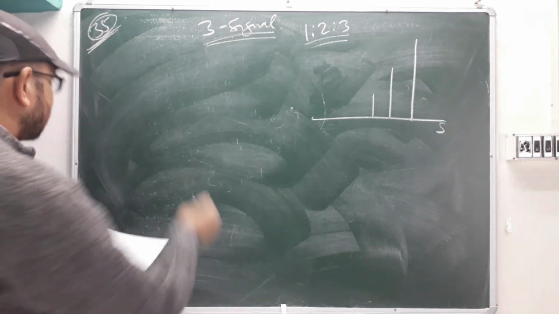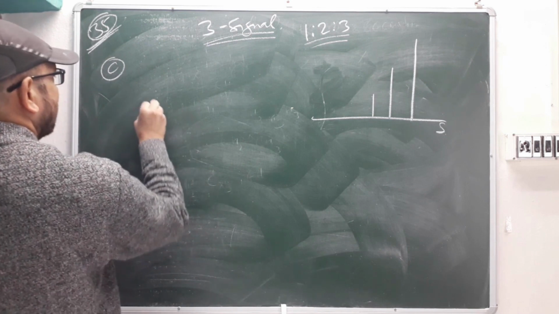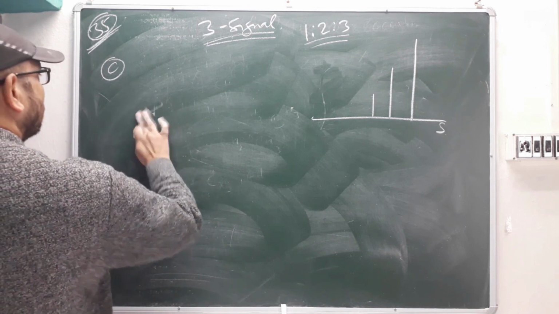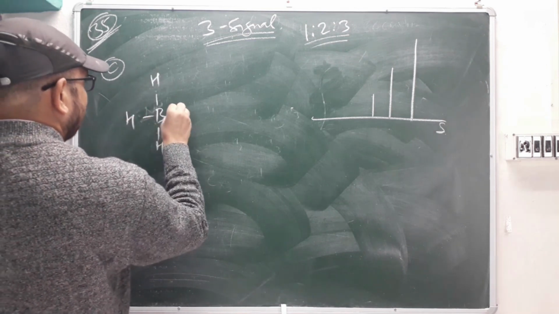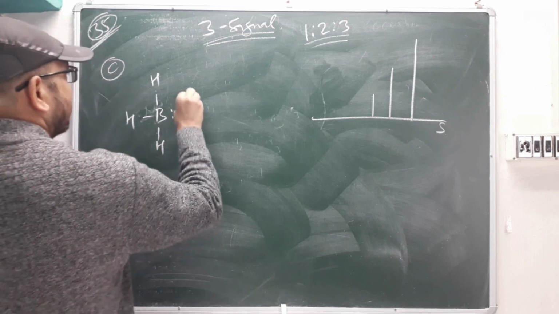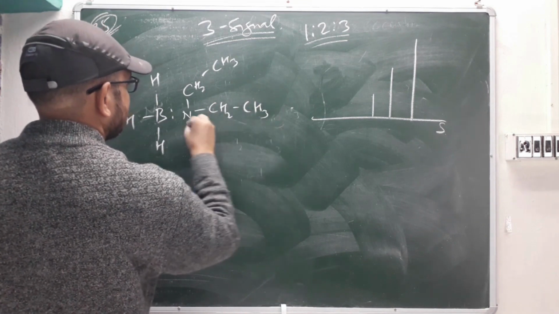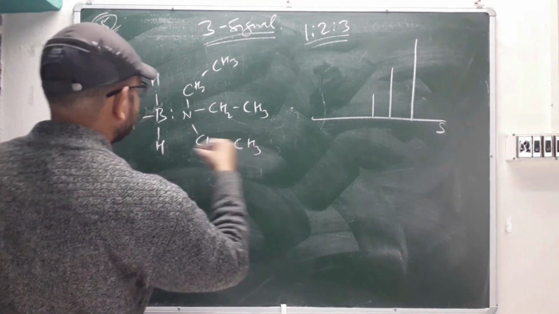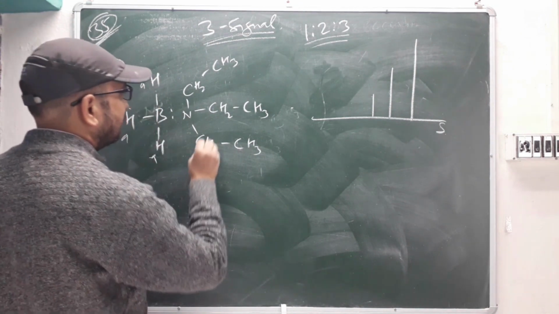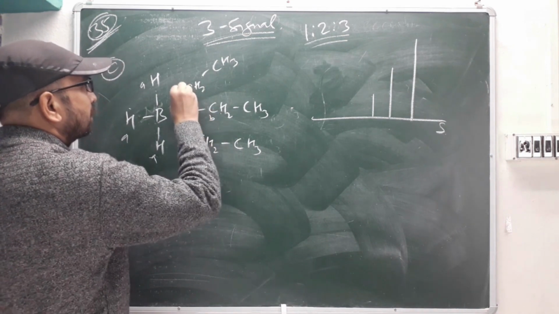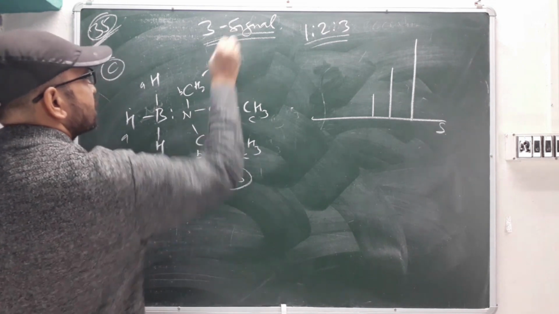Now option C. Option C also I'll open up directly. First with boron only they have given 3 hydrogen, 1, 2, 3, and with nitrogen, okay, CH2, CH3, CH2, CH3, CH2, CH3. See, these 3 will be equivalent. So A, one type of proton. Here you see, these 3 will be equivalent, B, B, B. These 3 will be equivalent, C, C, C. So 3 types of signals are present. Okay, first one is fulfilling.